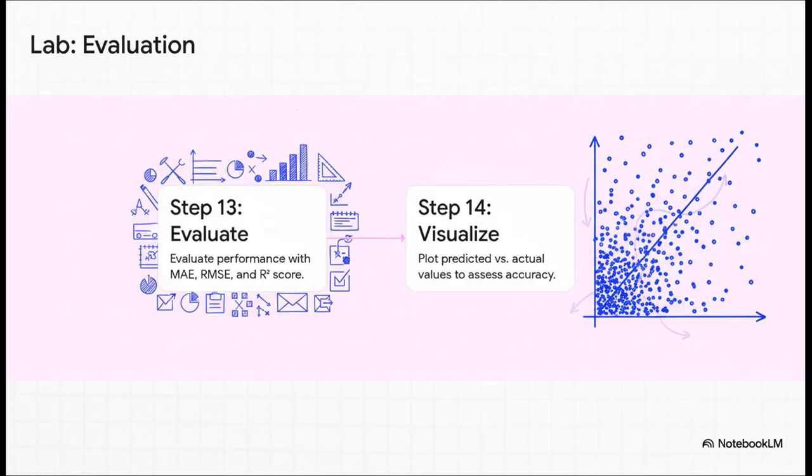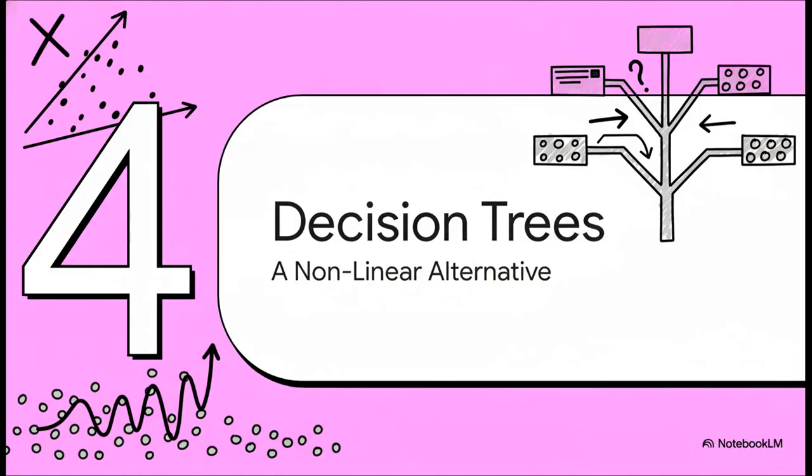Finally, it's the moment of truth. We take our trained model and ask it to make predictions on that test data it's never seen. Then we measure how well it did, and we make a simple plot to see it with our own eyes. This visual check is so powerful. Basically, the closer all those dots are to that perfect diagonal line, the more accurate our model is. It's that simple.